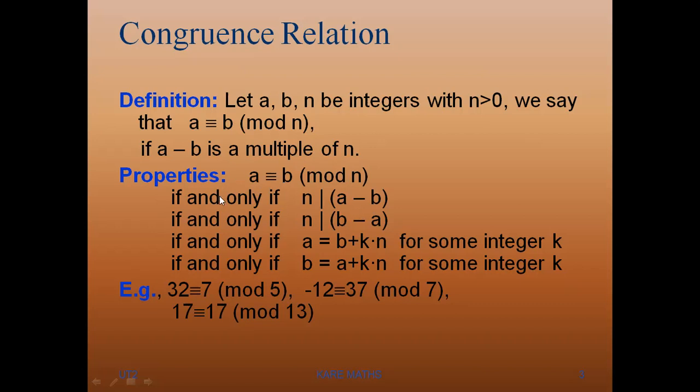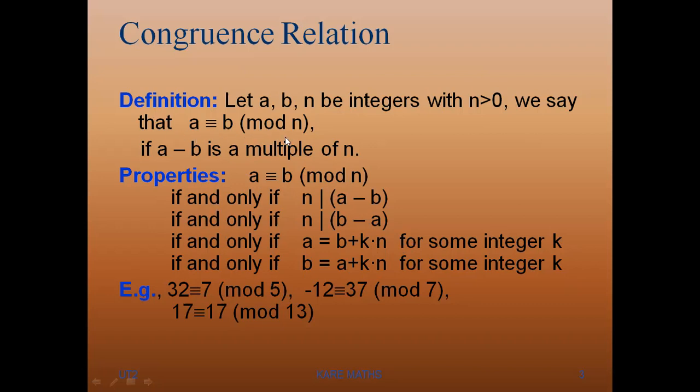Otherwise, n divides B minus A. Otherwise, as per the previous definition, for some integer k, A is equal to K dot n plus B, or B is equal to K dot n plus A for some integer k. Just see this definition. We have to be familiar with this congruence definition.